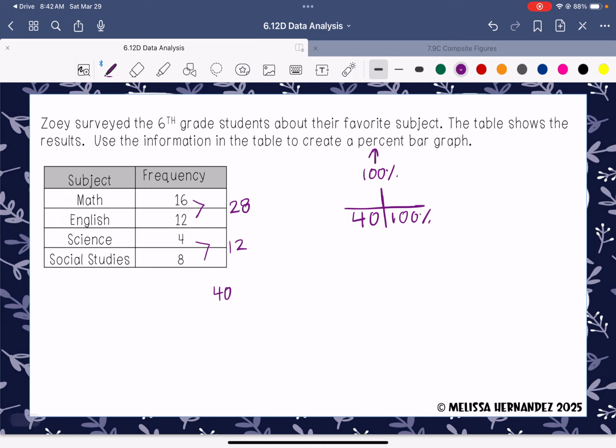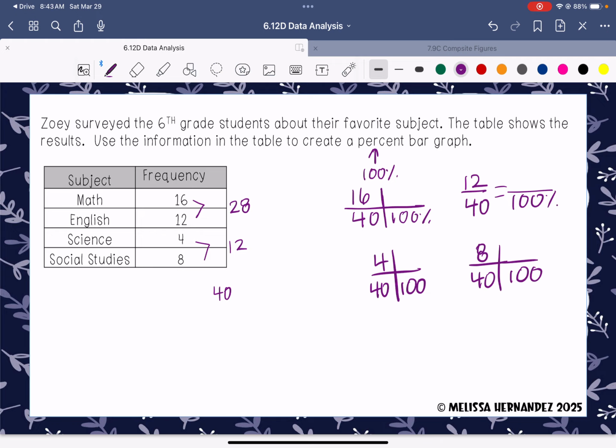So the first one, I'm going to use math, which is 16 over 40. The next one is English, which is 12 over 40. And remember, it's all out of 100%. All I'm doing is creating a proportion table, whatever you want to call it. And so you got to think back like equivalent fractions, where you learned that in elementary.